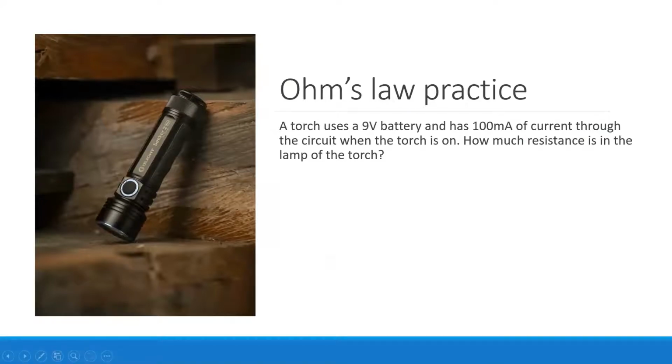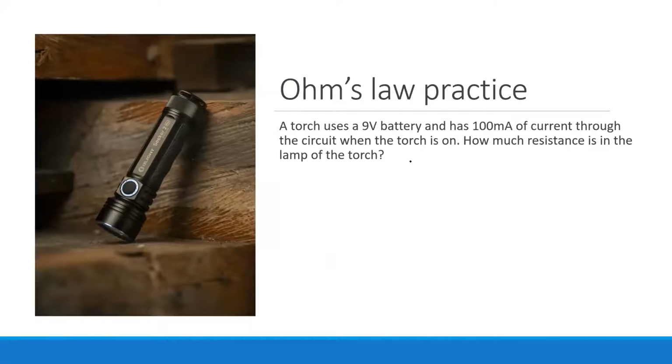So I've got half an hour left, but I want to give you guys some time to work on some problems. But I'm going to finish this off. A torch uses 9 volts battery power and has 100 milliamps of current through the circuit. What is the resistance in a lamp?